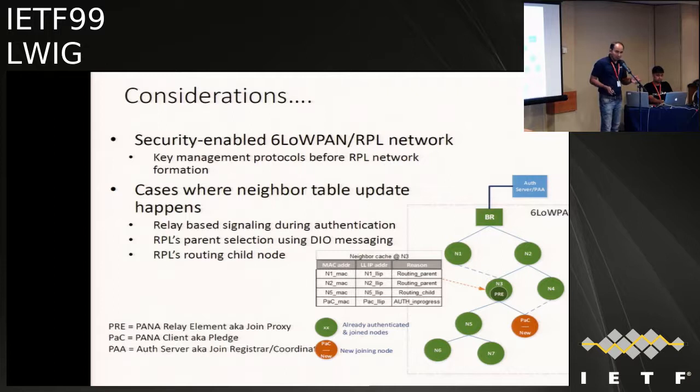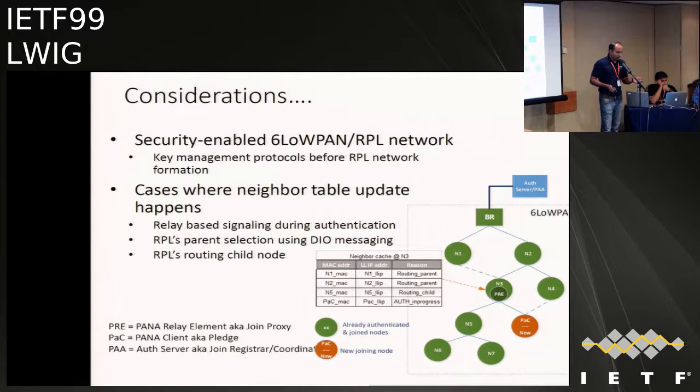For the sake of explanation, I've used Ripple as the routing protocol, PANA as the access protocol, and of course neighbor discovery is there. So there are three places where primarily the neighbor table update happens. The first is the initial relay-based signaling. Before the network formation comes into the picture, you have to authenticate the node to the network, and that's where PANA comes into the picture. Second is Ripple's parent selection algorithm. Third is when the routing child node advertises itself to the network.